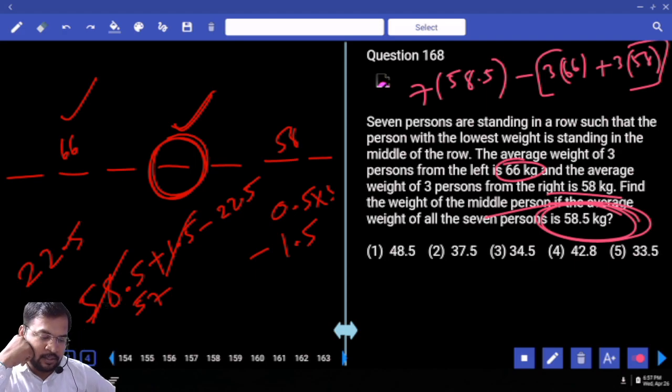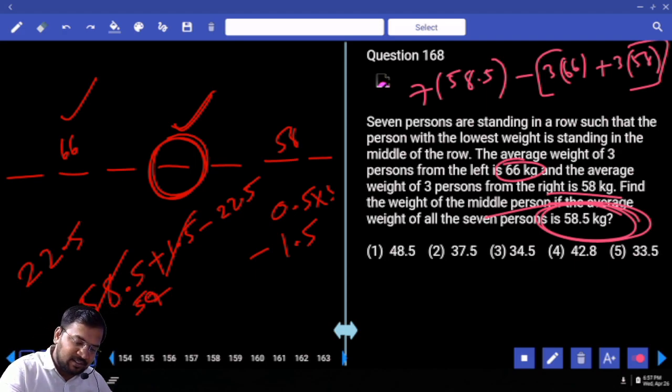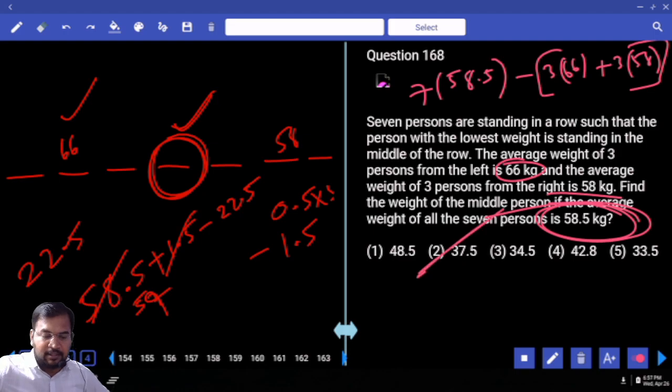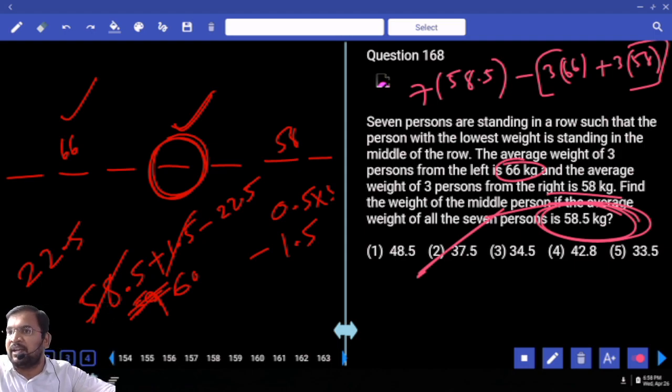57. Yeah, 59, right? 59. That is nothing but 37 point... Sorry, this is 60. 60 minus 22.5. 58.5 plus 1.5, right? 60 minus 22.5 is nothing but 37.5 only.